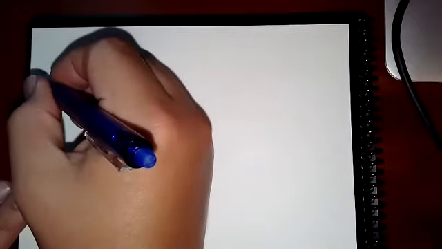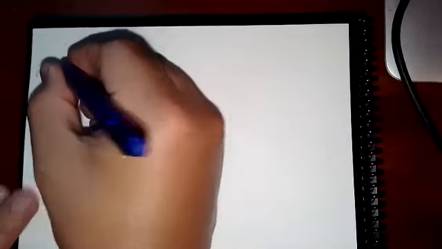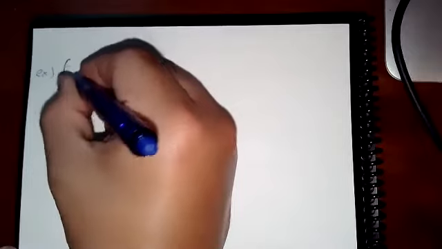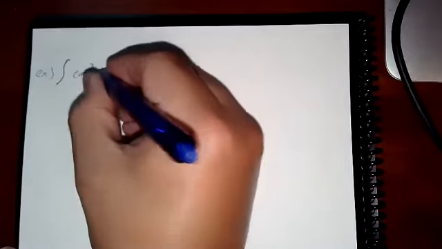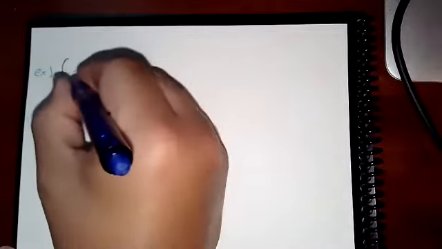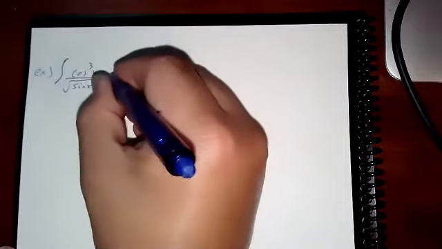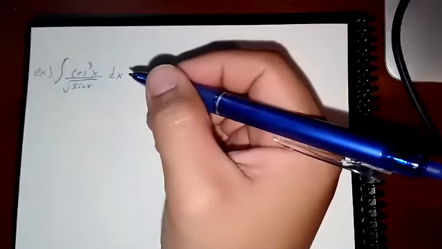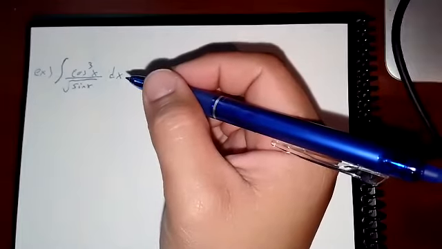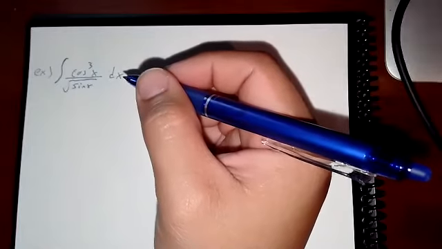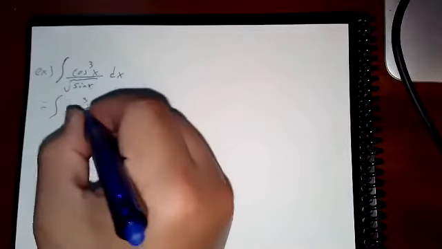Let's do another one. The integral of cosine cubed x over square root sine x dx. Okay. So right now there is no sub that can help you. So let's see if we can rewrite this and then maybe use one of those factoring ideas.